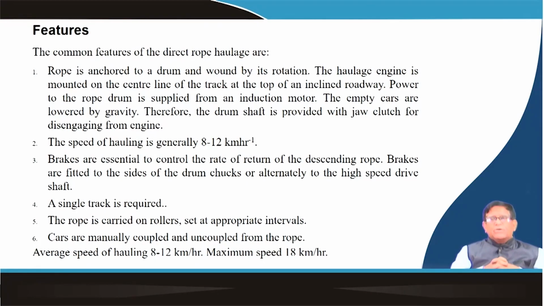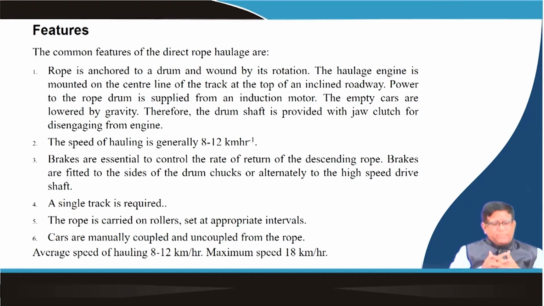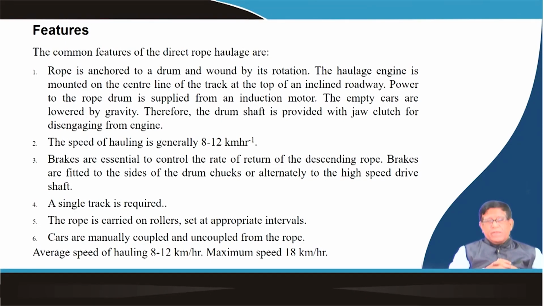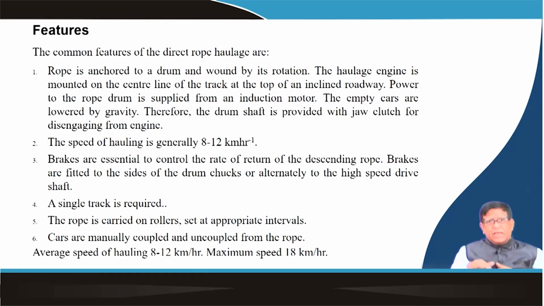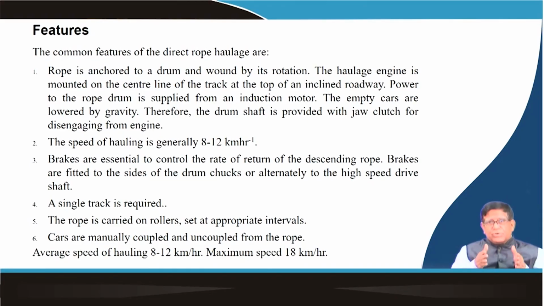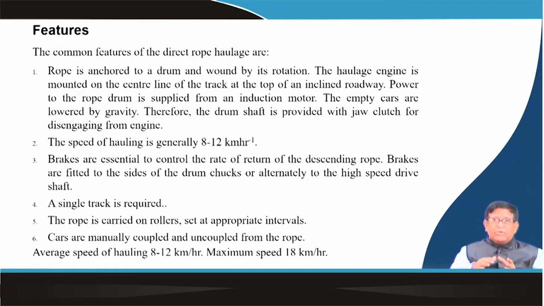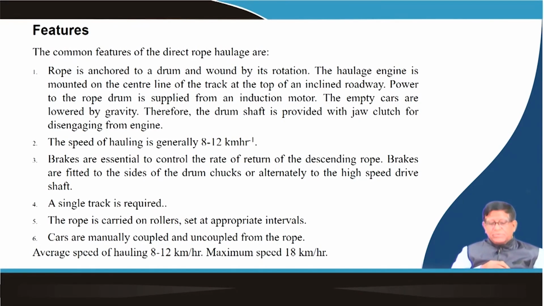The speed can go up to 8 to 12 kilometers per hour, and the brakes are essential to control the rate of return of the descending rope, because by acceleration due to gravity, depending on the degree of inclination, the downgoing cars will be accelerating and attaining a speed. At that speed, what may happen is that it may topple out of the rail. So, that is why you should not allow the speed to increase beyond the limit, and there you will have to apply this brake.